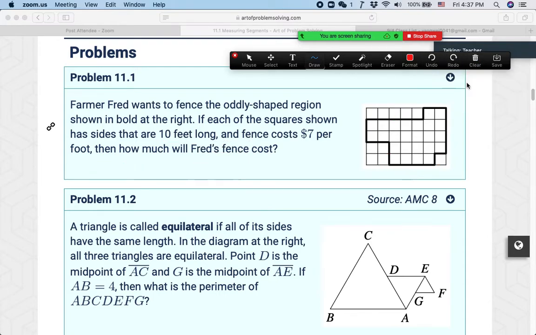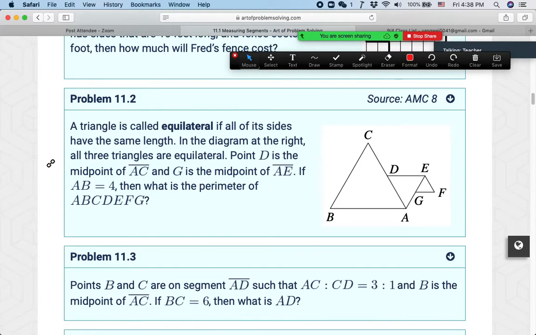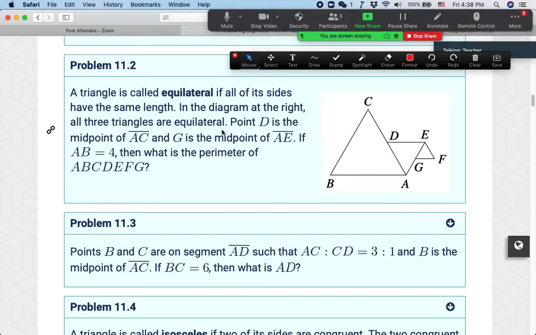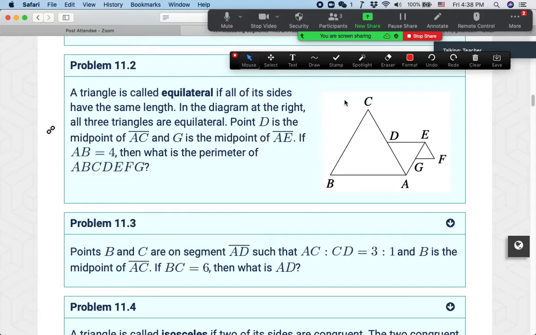Now let's go to the next one, 11.2. In this problem we have a triangle. It's called equilateral. Equilateral means all three sides have the same length. In this diagram at the right, all three triangles are equilateral. Point D is the midpoint of AC.